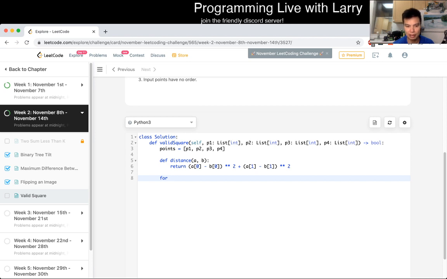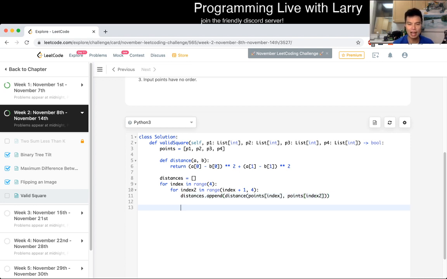So for index in range of 4, for index 2 in range of index plus 1 to 4, and then we just have distances append the distance of point sub index and point sub index 2. So now we have an array of all the distances that should have 6 items.